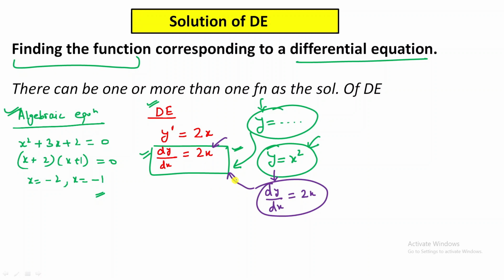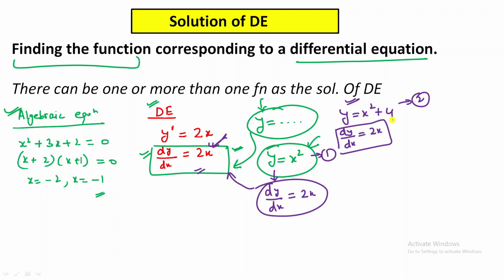Now there can be another solution also for this differential equation. There is a function y equal to x square plus, let's say, 4. This is also one solution for this differential equation. So this was the first solution, this is the second solution. And how can you verify? Again, you differentiate this. So it will be dy upon dx equal to 2x, and for 4, the derivative of a constant is 0. So again you got the same differential equation. That means this is also another solution.